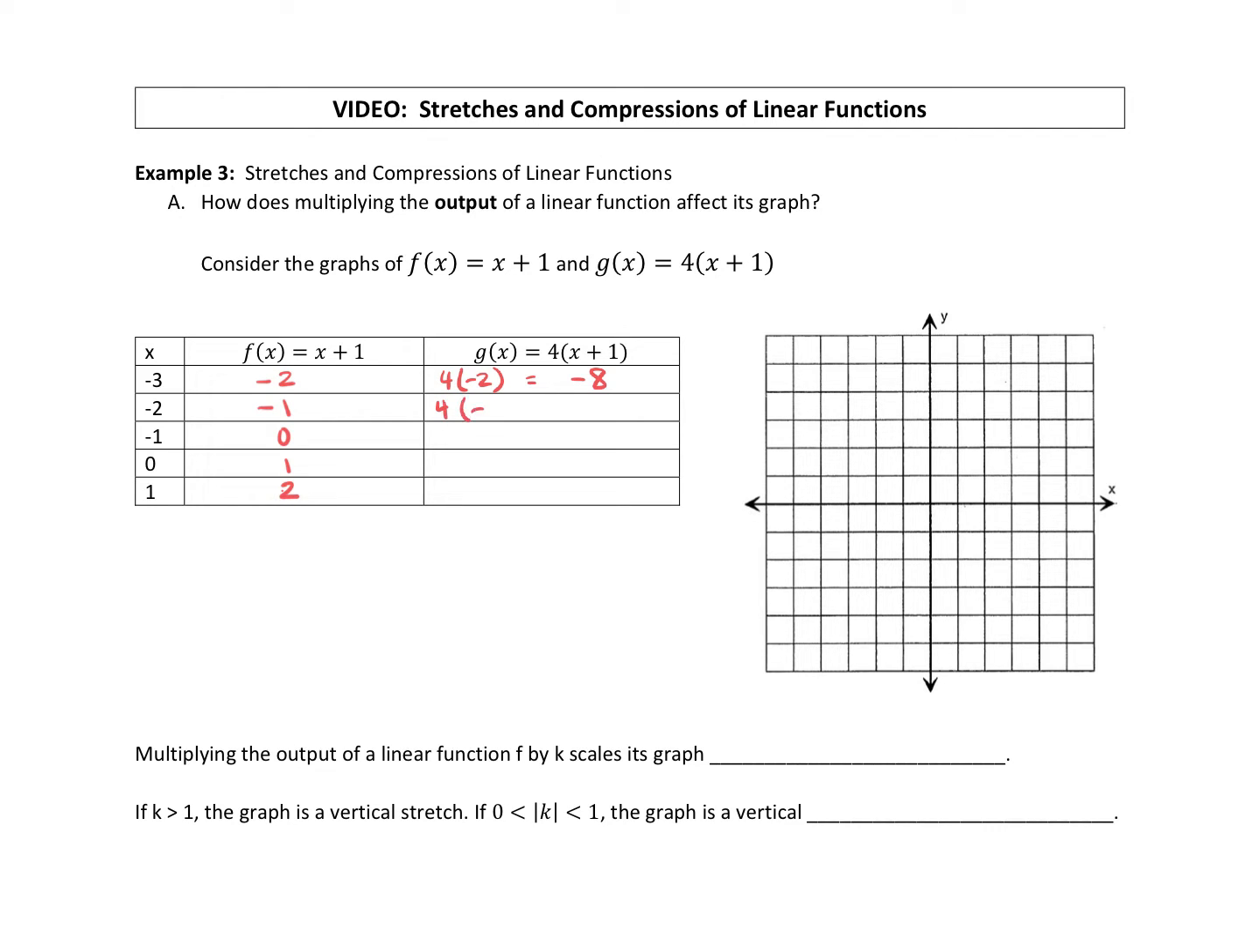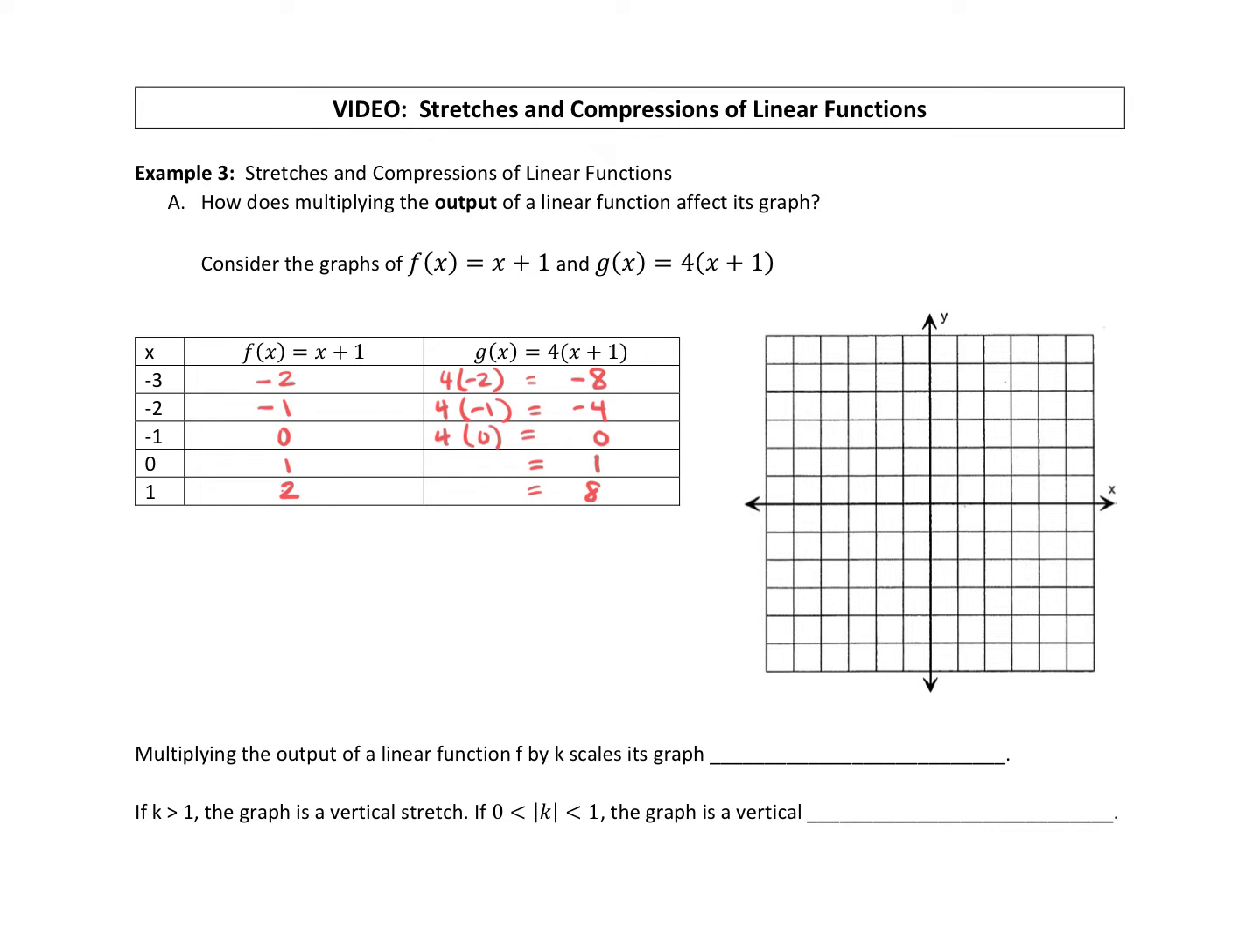Then we're going to do 4 times -1. Because again, this x plus 1, we already figured out those output values, and now we're just multiplying them by a 4. So this is going to give us -4. Then we're going to do 4 times 0. 4 times 1 is 1, and 4 times 2 is +8.